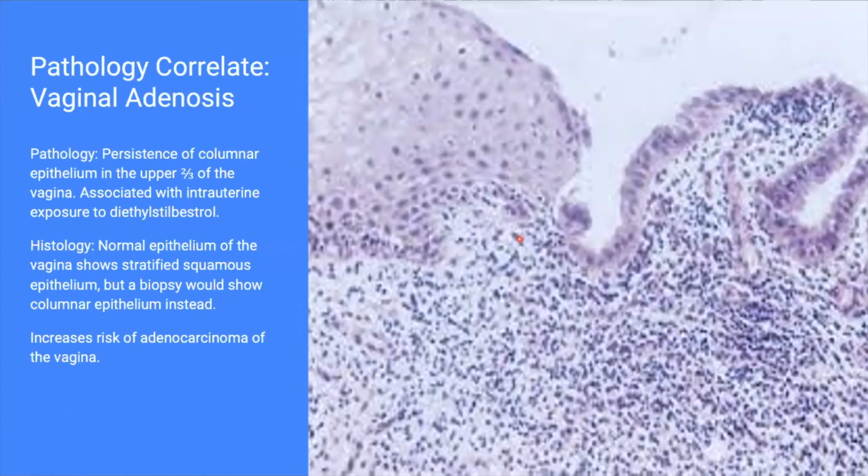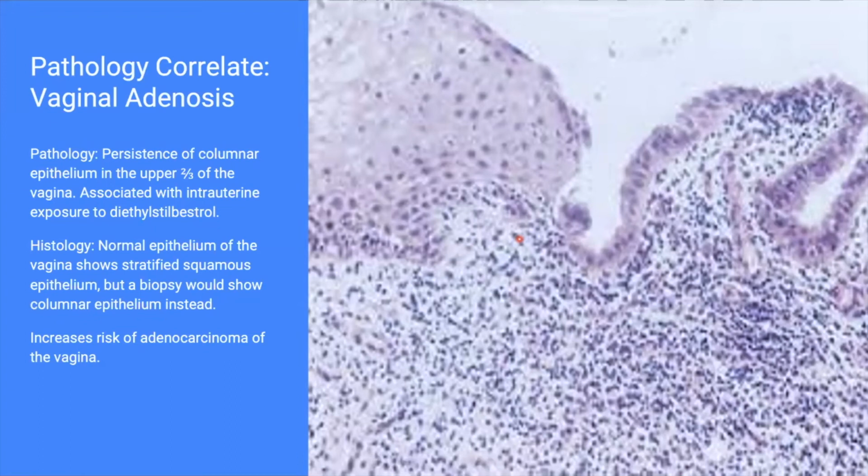So if we see columnar epithelium found within a biopsy of the vagina, we know that that's abnormal, because the normal epithelial layer there should be stratified squamous epithelium. So persistence of a simple columnar epithelium is definitely going to be evidence of a pathology here. And this is really associated with that DES, that diethylstilbestrol exposure in utero, while the developing fetus is in the uterus.